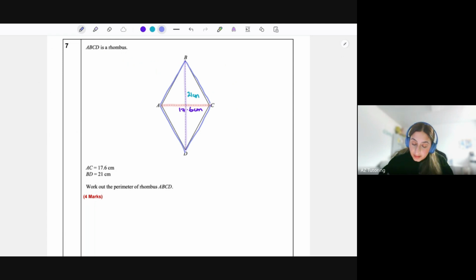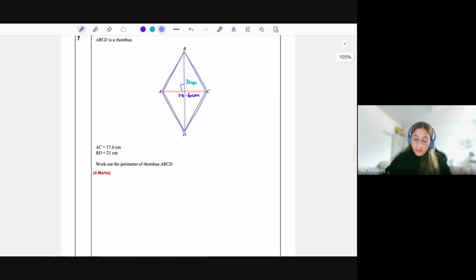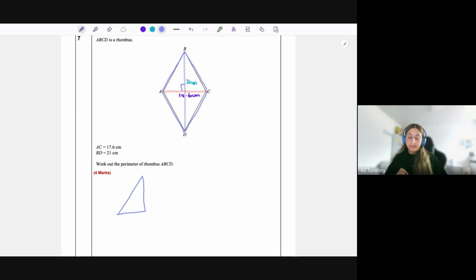I don't know if you can see this, a rhombus is made up of 4 right angle triangles put together. And if you know this length here, that's just going to be half of 17.6. 17.6 divided by 2 is just 8.8. That's going to be 8.8. And then this length here is just going to be 21 divided by 2 because the full length is 21. I just want to know from B to the center. 21 divided by 2 is just 10.5.